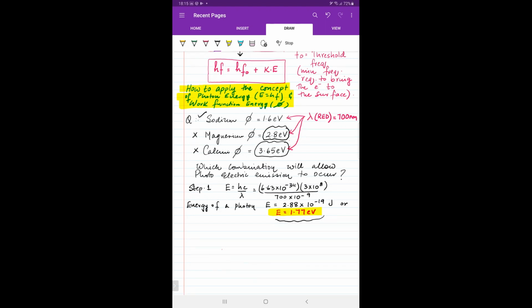So इस scenario के अंदर, I think it's pretty obvious कि मेरा conclusion ये बन रहा है. मेरा conclusion ये बन रहा है: so with red light, photoelectric emission can only take place with the sodium.